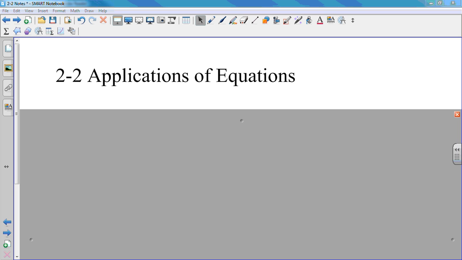Two-two, applications of equations. Keep up with me. Applications of equations. What does that even mean? Like setting up an equation and using it. If you apply something that you know, that means you're going to use it. So we're going to apply these equations to real life situations.